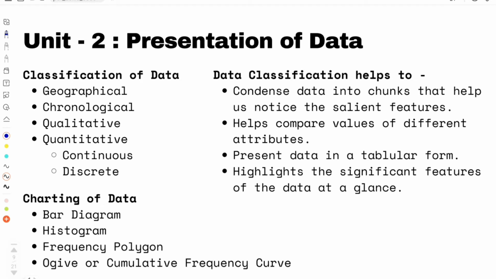Now, coming to charting of data, we can chart data using bar diagrams, histograms, frequency polygons, cumulative frequency curves, pictograms. All these ways we can use to chart different types of data depending upon what kind of insight we want or the number of variables we will be using to plot that data. And the reason why we are classifying data was also discussed, that is to condense data into chunks that will help us notice the salient features and compare values of different attributes, present it in a tabular form, and highlight the significant features of the data at a glance. Once we classify data, comparing between data sets and within data sets also becomes very easy.